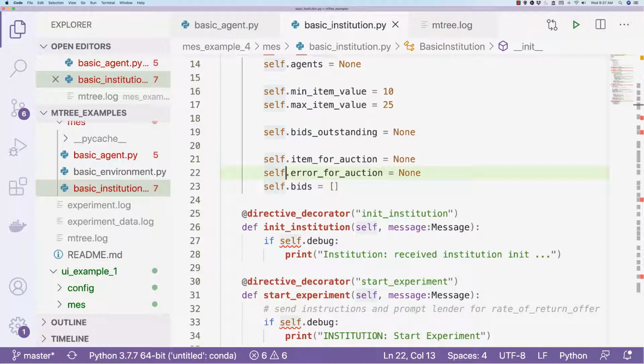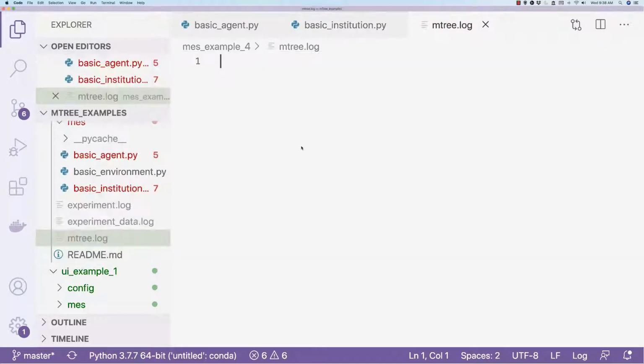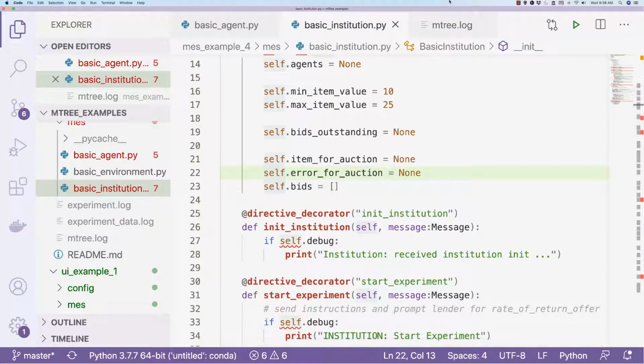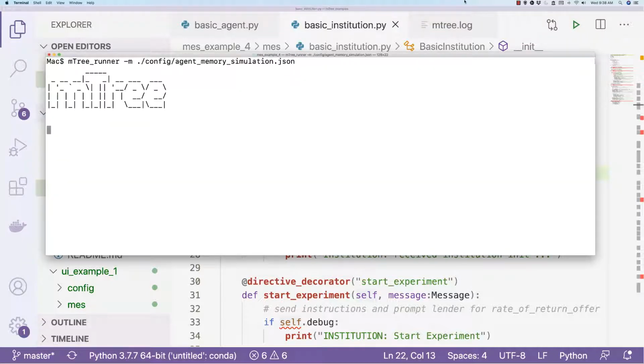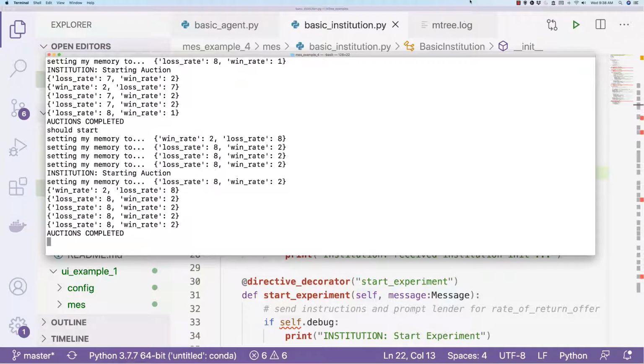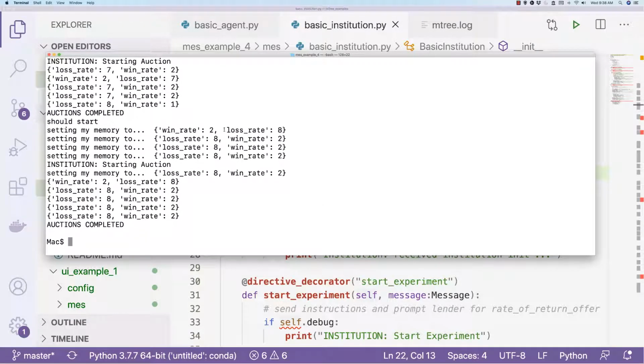So now that we've talked about agent memory, we can go ahead and run this and see how it works. If we run our simulation, you'll notice that it runs there, and we can record the win rate and the loss rate.